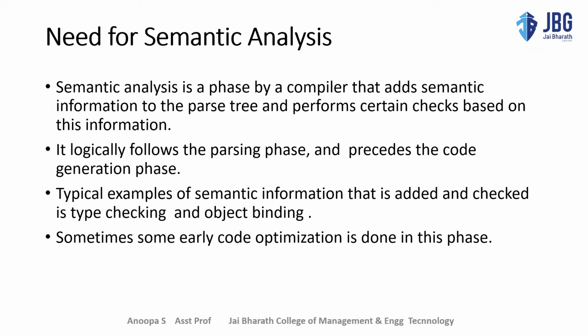So, you know what type checking is, right? If you have declared a variable as integer and you are storing a real number in that variable, then you will get an error. Similarly, object binding means the proper binding of a function name and its attributes. These are all performed in the semantic analysis phase, and some early code optimization will also be performed.